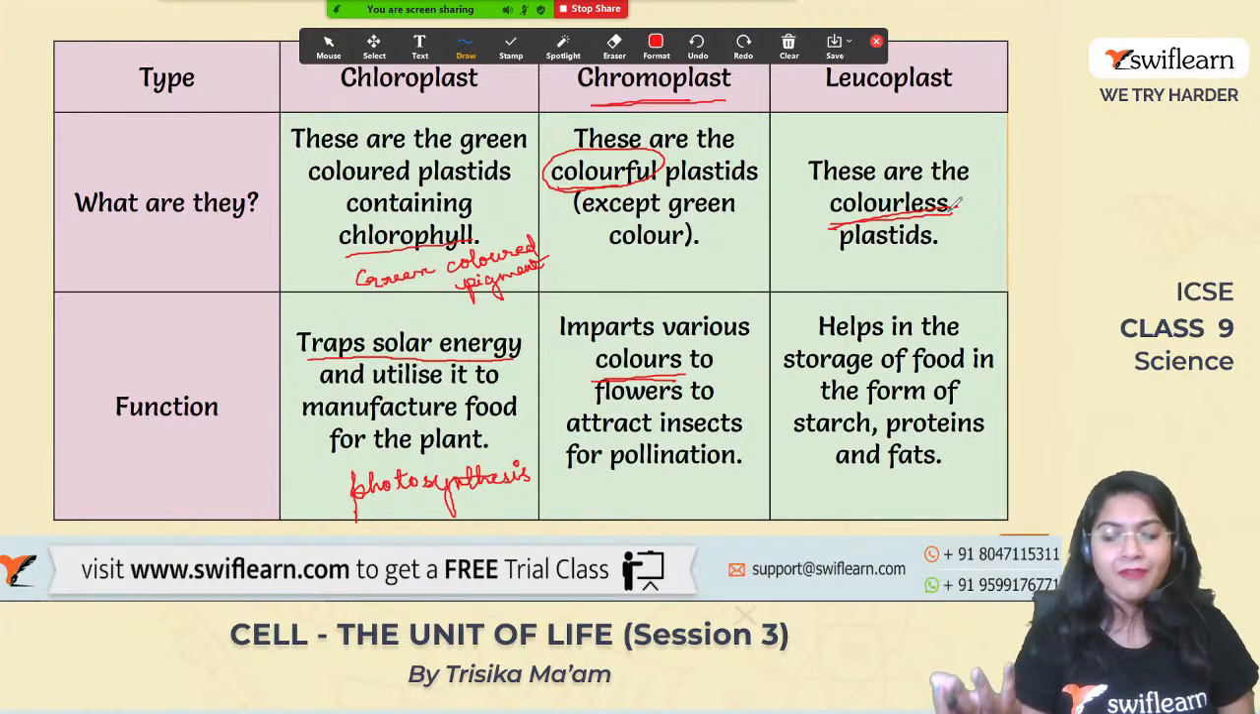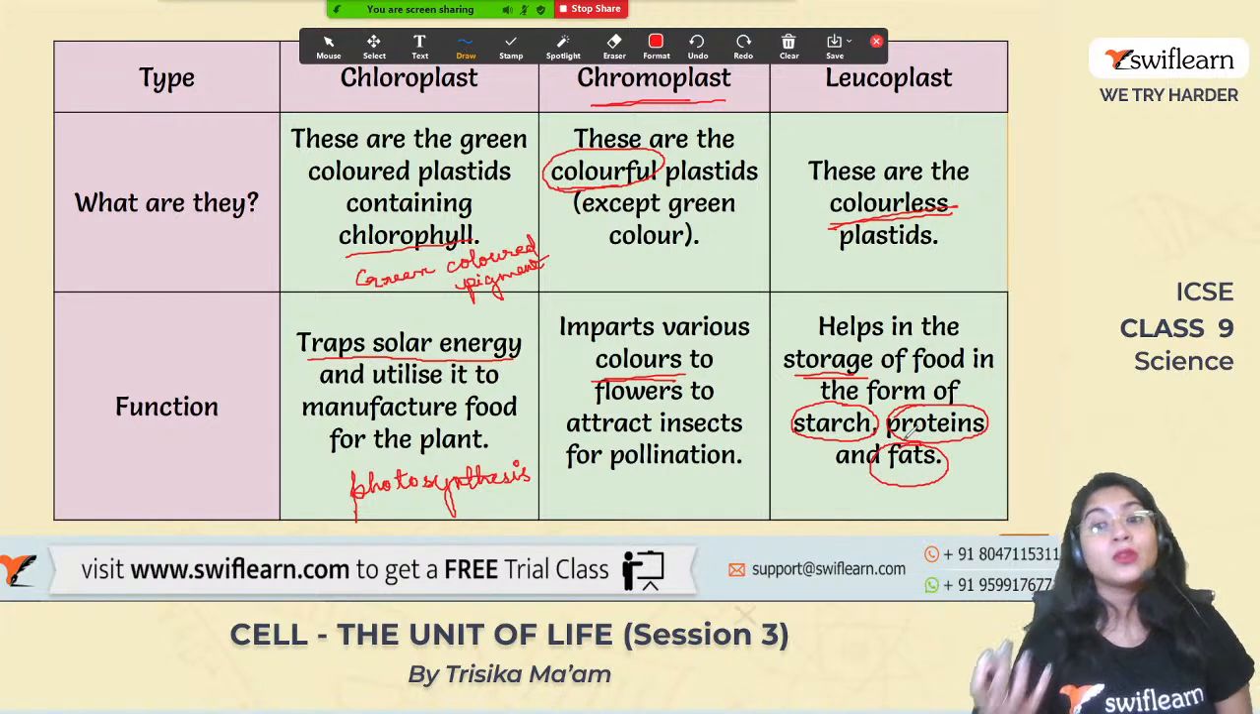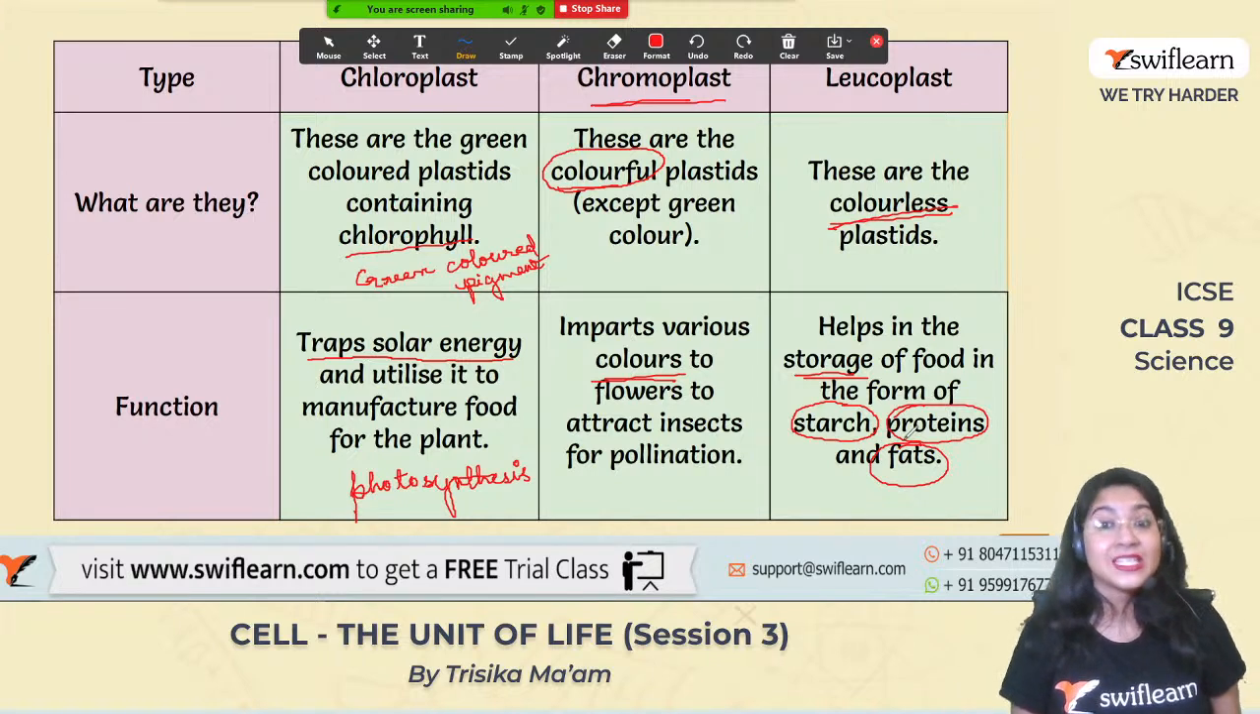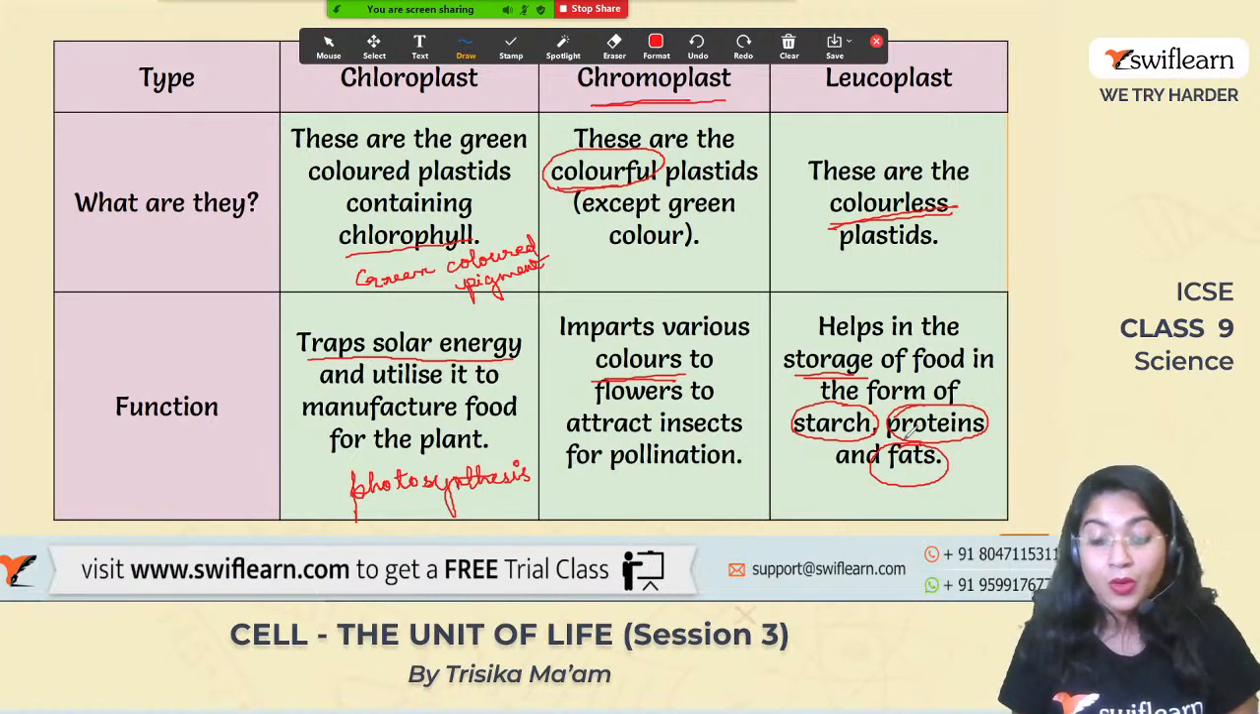So what is the main function of this leucoplast? Their function is to store food in the form of starch, protein, and fat. So mainly they store the food in the form of lipid as well as starch. What is starch? It is one form of carbohydrate, as you already know, right?